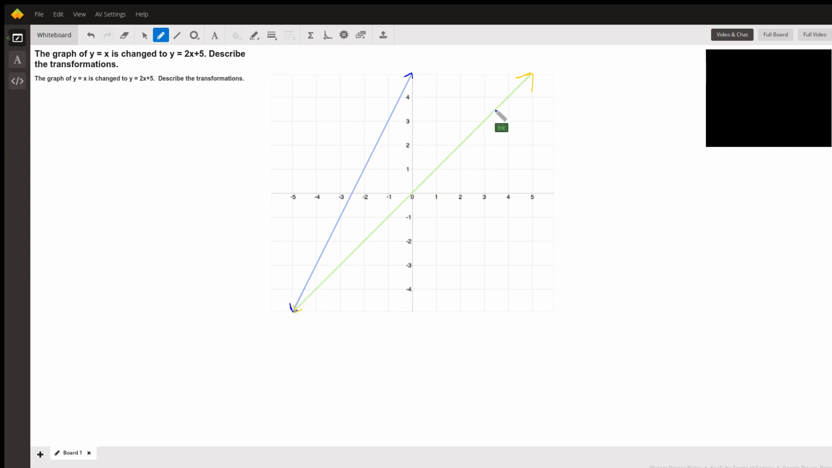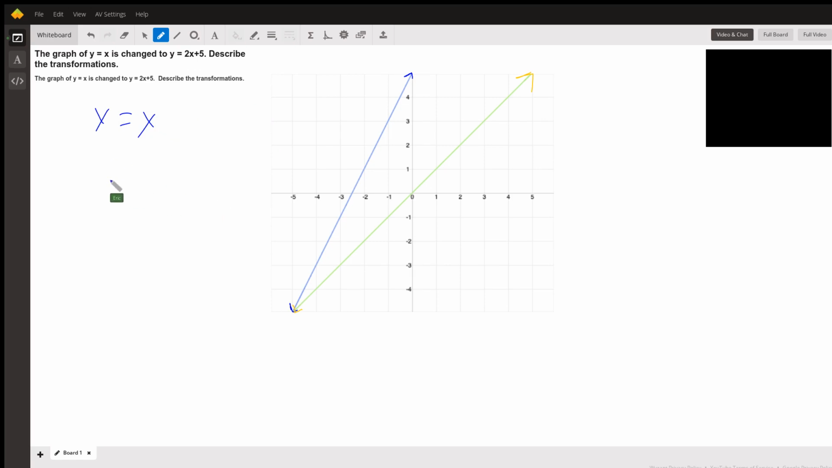Now, before I get any further into the video, I just want to quickly explain what parent graph means. It's a term that you'll hear often when dealing with the family of linear equations, linear functions. So it's important to understand what the parent graph means. There are parent graphs for cubic functions, for quadratic functions, etc. But the parent graph for linear equations is y equals x.